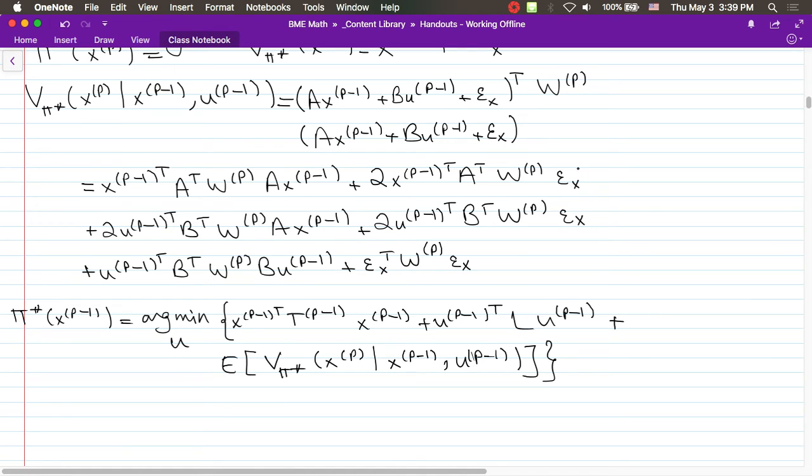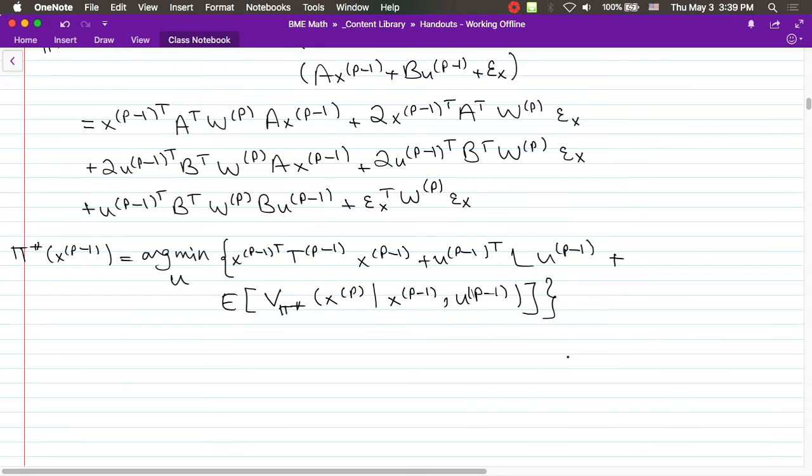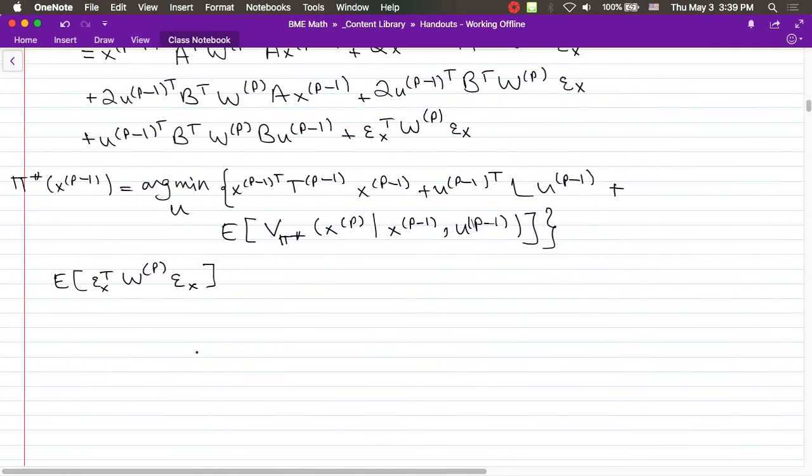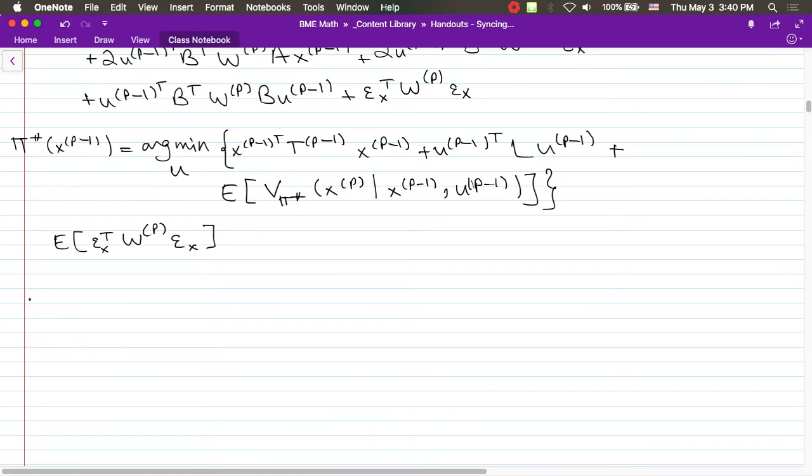Well, the expected value of any of these random variables here, epsilon, is 0, except this one here, where we have a quadratic form. So this is something that we have to think about. What is the expected value of this guy? What we want to know is what's the expected value of epsilon x transpose W of p epsilon x. So this is not going to be 0. It's going to be something. So let's see if we can figure that out. So we're going to do a side step here.